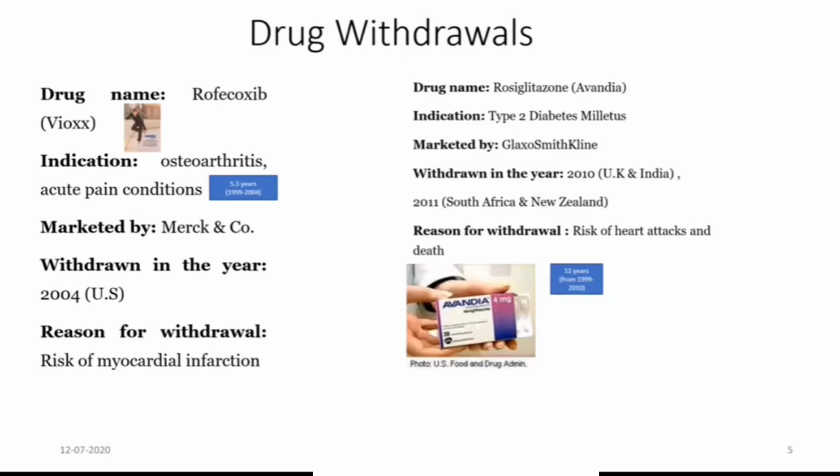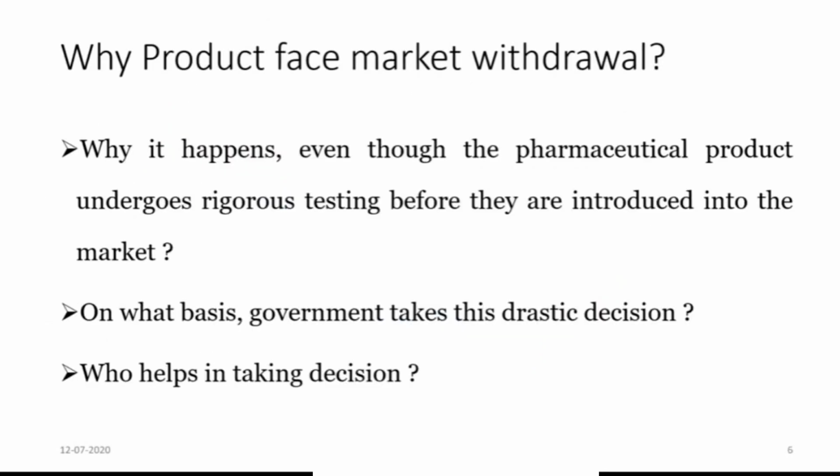We have a drug called Avandia, which is manufactured by GlaxoSmithKline. The product has been withdrawn in India and in the UK. The reason for withdrawal is risk of heart attacks and death. The product had been in the market for 11 years before it was withdrawn.